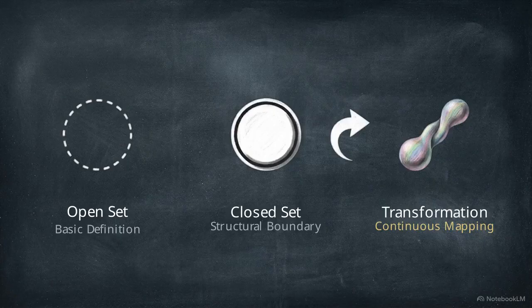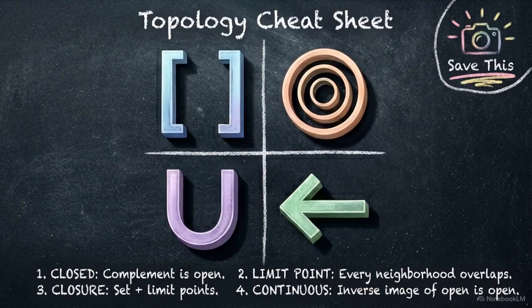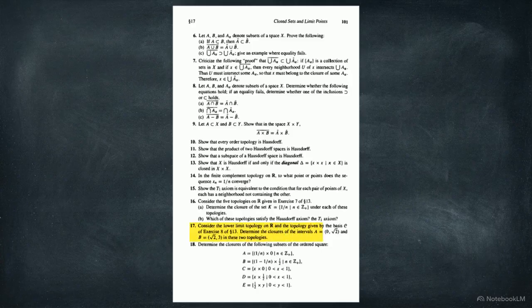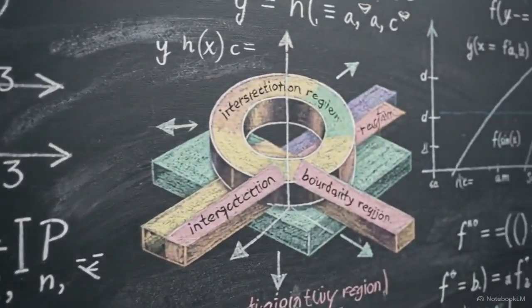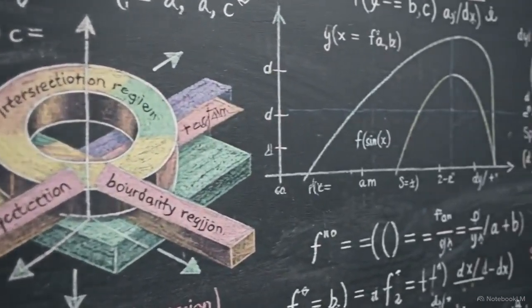This summary guide distills the core rules for sections 17 and 18. Save a copy of these rules to use as a study guide. Test these skills now by attempting exercise 17 in Chapter 2 of the Munkres text. Ultimately, general topology analyzes the structure of a space by defining proximity through set relationships rather than using exact measurement.